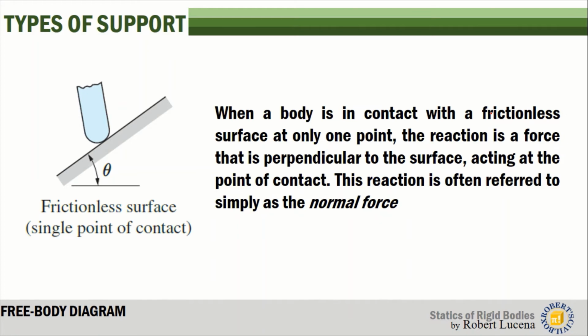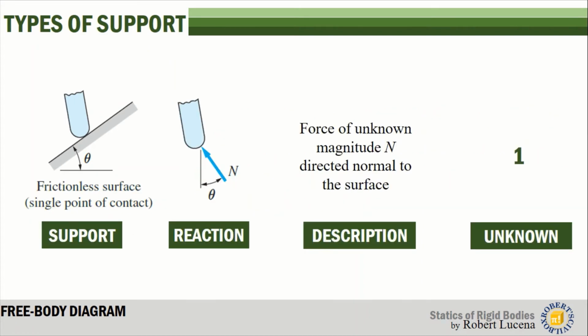Next type of support is a frictionless surface. The frictionless surface supports the structure by exerting a normal force that is perpendicular to the contact surface between the structure and the surface that it is leaning on. Since this is a frictionless surface, the effects of friction would not be considered. And again, for it to be called a support, it should exert a force that is normal to the surface. So the number of unknowns is only 1.